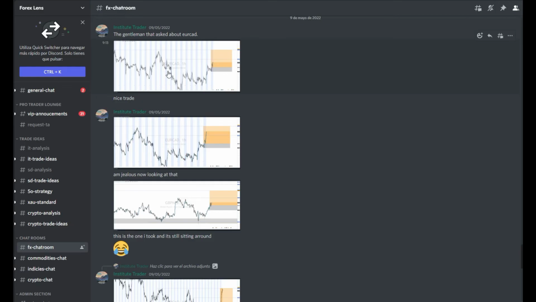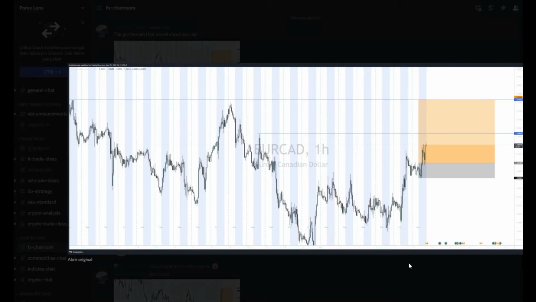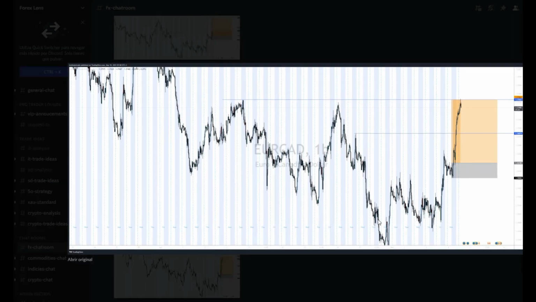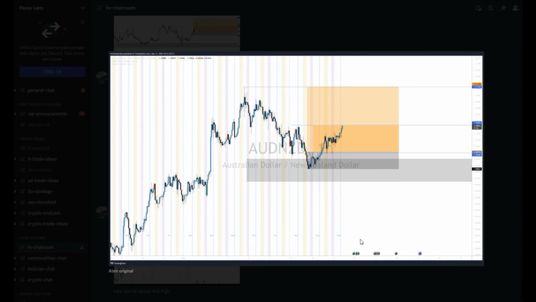So check EuroCAD. Someone asked for our EuroCAD idea, and he shared this one. Take a look how it was a buy position, and just see, we love this type of trades, and these are the setups that you can find inside our community. And here's a full take profit. Take a look at that. What a beautiful trade. And here is another one on Aussie New Zealand dollar.